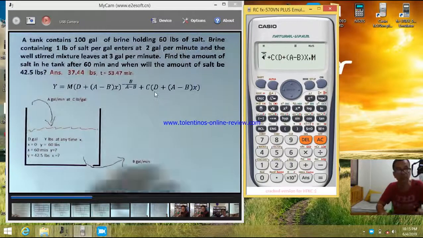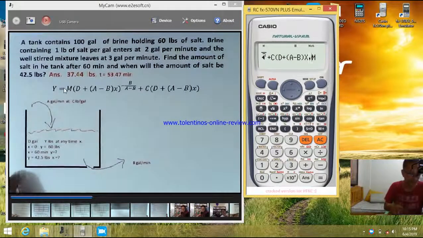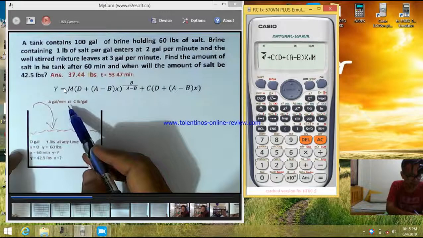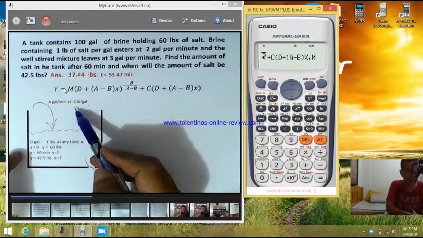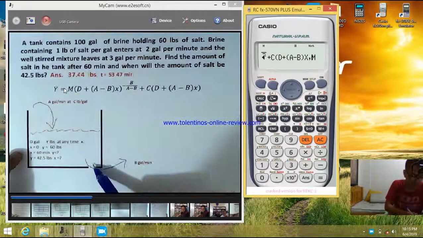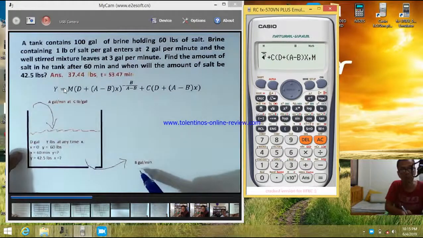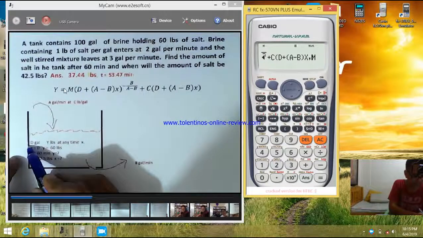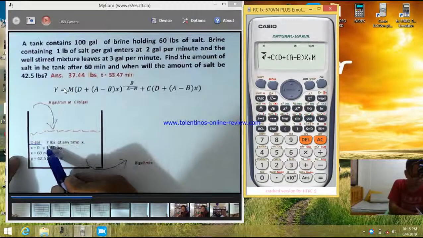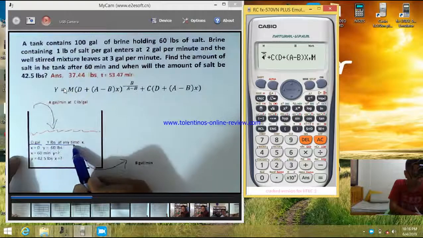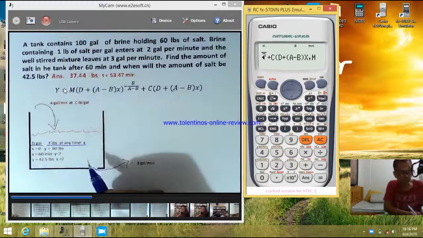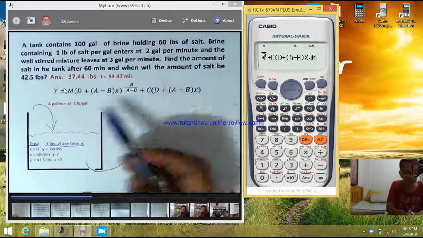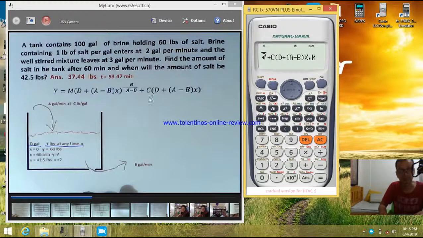Applications in differential equations. Now, let's say you have a tank where A gallons per minute of brine is entering at a concentration of C pounds per gallon, and the well-stirred mixture leaves at B gallons per minute. Initially there are D gallons of brine and Y pounds of salt at any time X. Now the question is, what is the relationship between Y and the other variables?